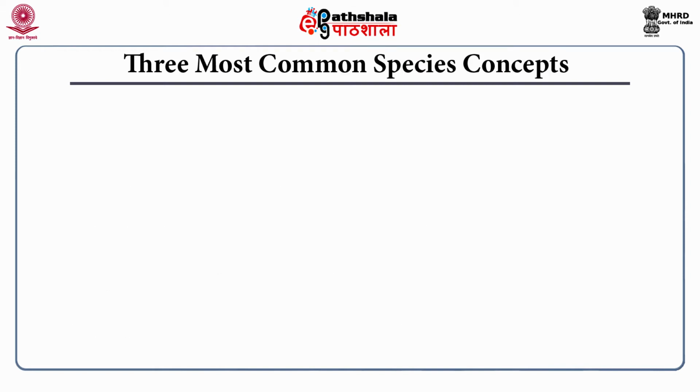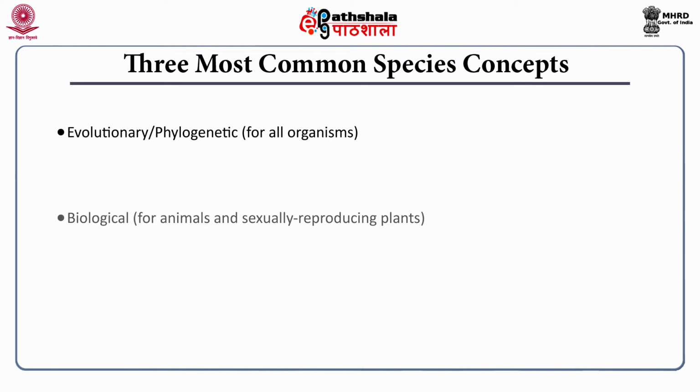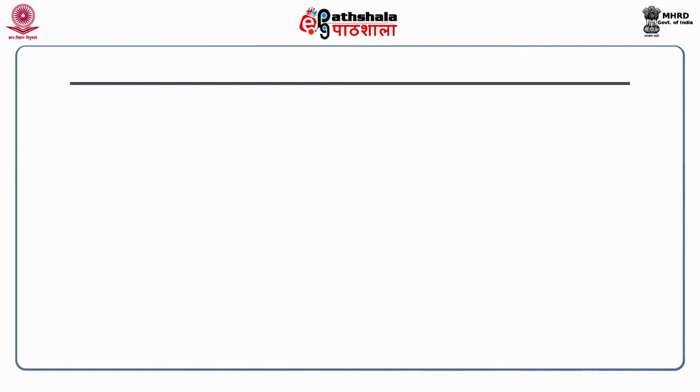So there are three most common species concepts which are quite popular in environmental sciences as well as in biology. The first one is the evolutionary or phylogenetic species concept, and that is applicable for all organisms. The second one is the biological species concept, that is only for the animals, including sexually reproducing plants. And the third one is the morphological species concept, which is used quite often in paleontology as well as in microbiology. So first let us see what is an evolutionary or phylogenetic species concept.